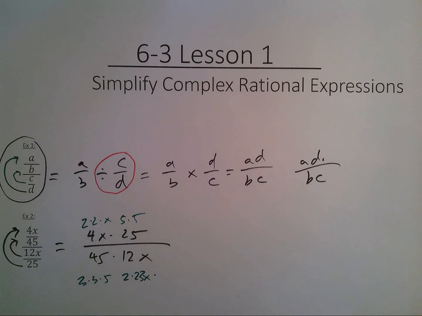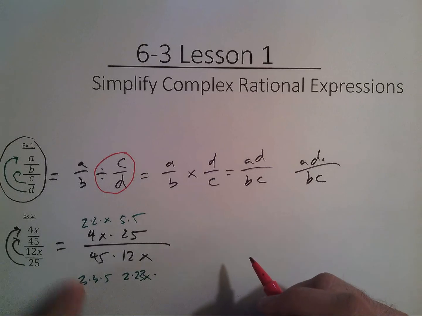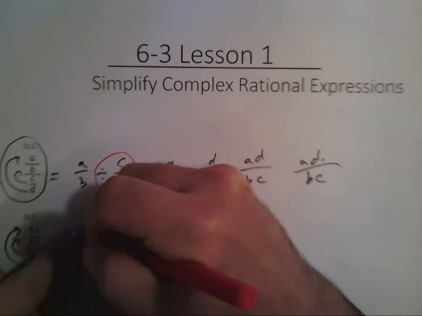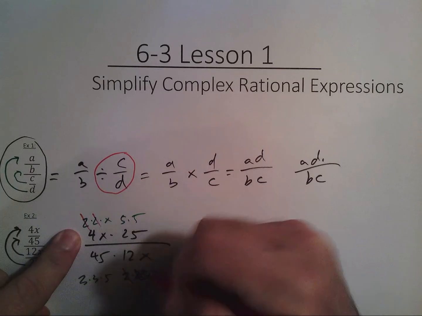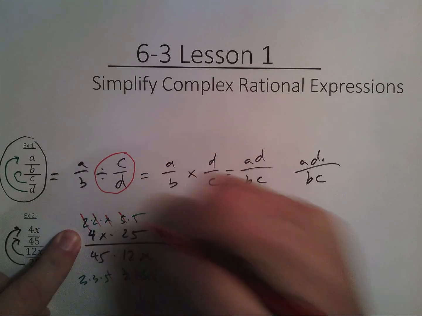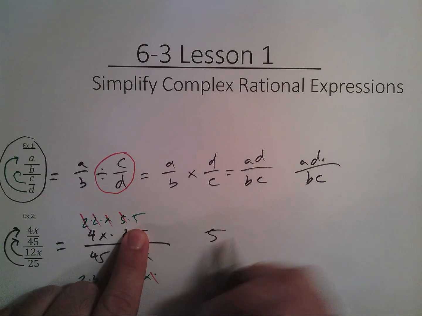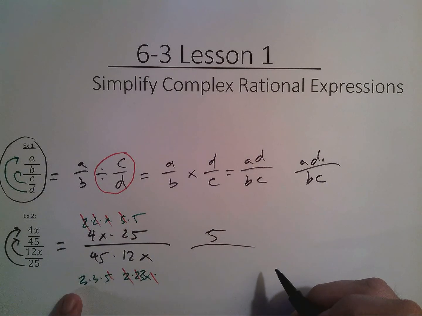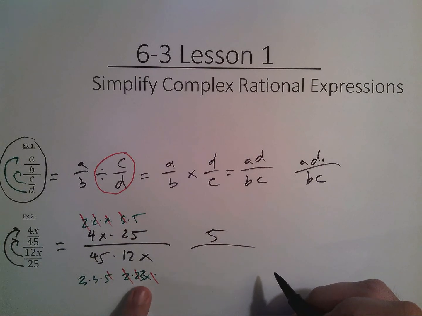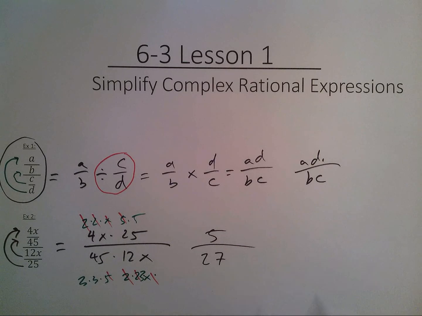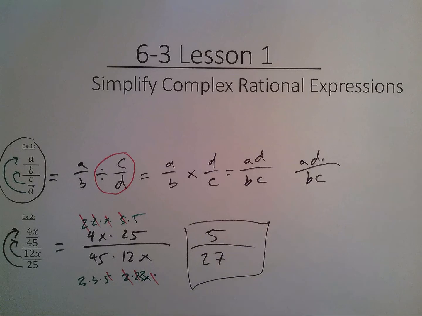Alright. Well, I don't have any 3's on top, so I'm not going to cancel those. I do have a 2, I have a second 2, I have an x, I have a 5, and that leaves me on top with a 5. On the bottom I have a 3 and a 3 to get 27, and then the x, that's it. So we're just left with 5 over 27.